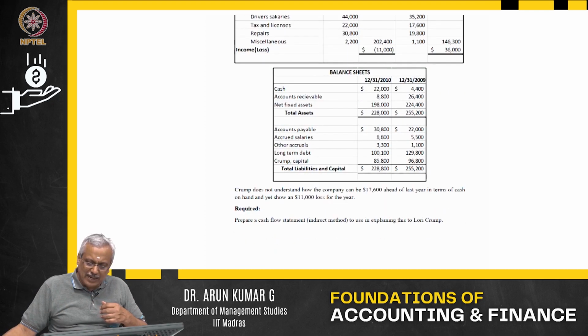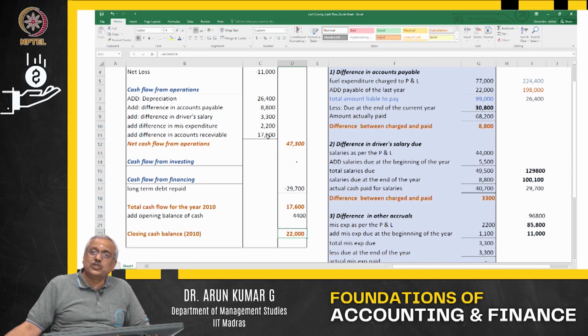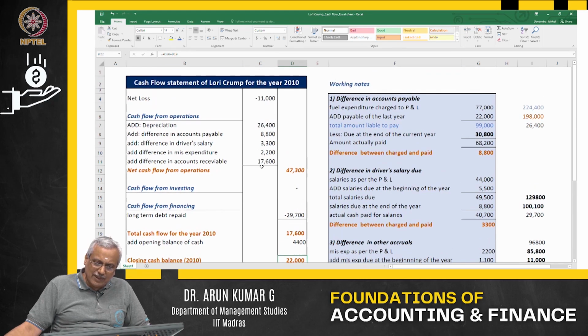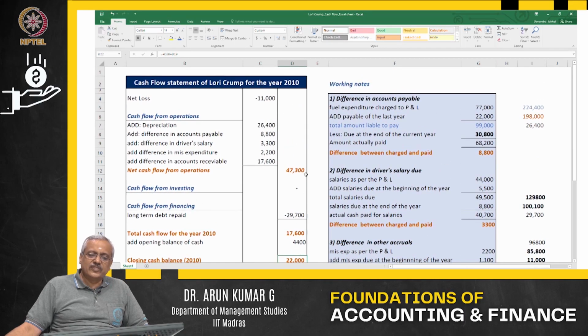Now, if I have to explain in this particular case, the cash balance has gone up by 17,600, whereas I have made a loss. How has the cash balance gone up by 17,600? Because of depreciation, because you have not paid so many expenditures, and because you have received last year's dues, your cash balance has gone up, and you have repaid long term debt. You have got the explanation here. So this finishes the indirect method.